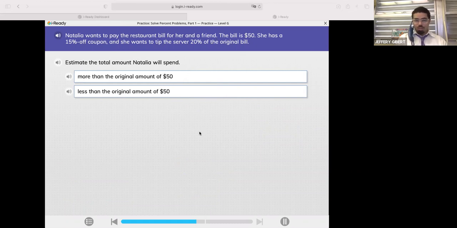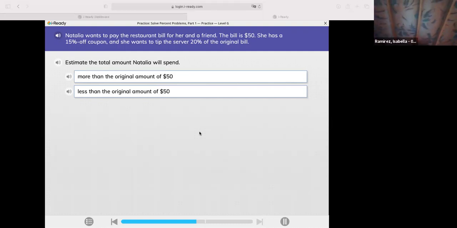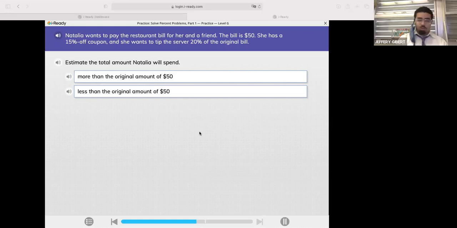I got to do this problem. All right, Isabella, do you think this is going to be more than $50 or less than $50? I think more than. All right. Why do you think it's more? More is correct. I just want to know why you thought it was more.